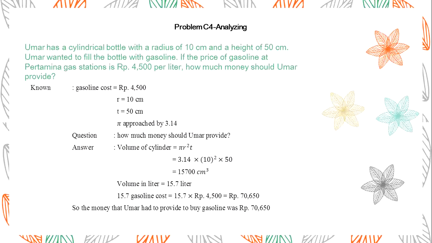So this is the step: we enter into the formula of cylinder volume. So we get the volume of the bottle is 15.7 liters, and we multiply it by the cost of the gasoline. So we got the cost of the gasoline is 70,650 rupiah. So the money that Umar had to provide to buy gasoline was 70,650 rupiah.